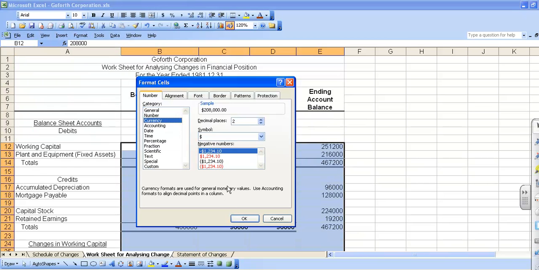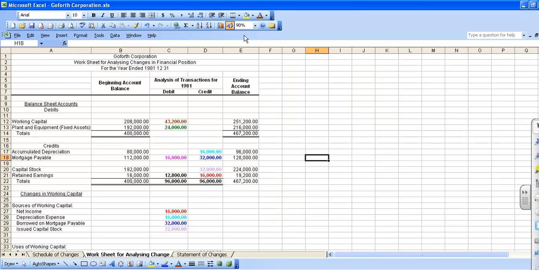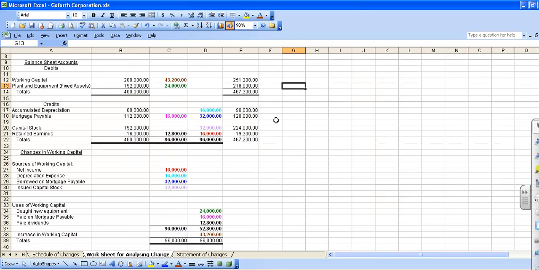Of course, the last step that we always do is make things into currency. And we'll just do that really quickly. Don't want a dollar sign. And click on OK. So there you have an example of the worksheet for analyzing changes in financial position.